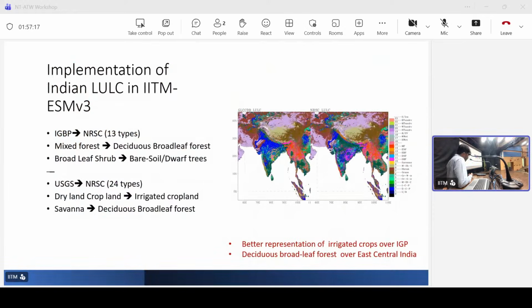We are working towards the implementation of Indian land use land cover data. So we have changed it from 13 types to 24 types, and we have seen certain changes between the USGS land use land cover and the NRSC land use land cover. We have adapted the NRSC land use land cover into our model, and we see there is a change between dryland cropland and irrigated cropland. And also the savannas, which were represented by USGS, are now deciduous broadleaf forest. We have seen those changes, and they also improved the simulation of the climate over the Indian landmass.